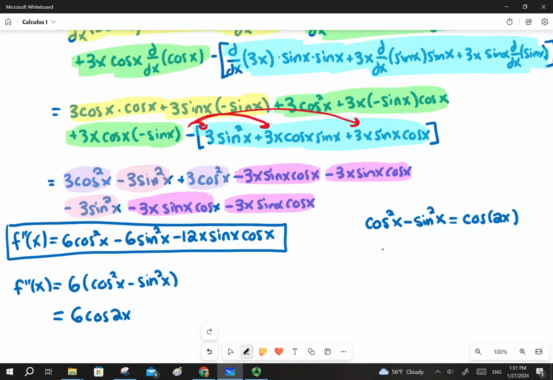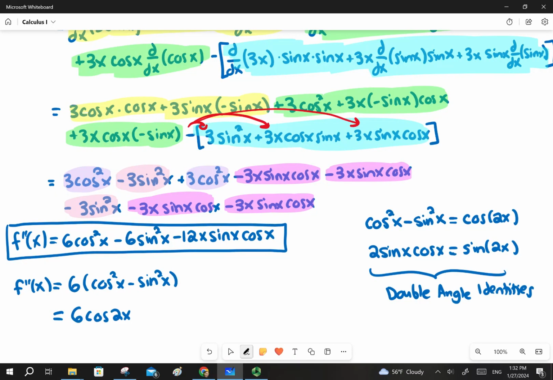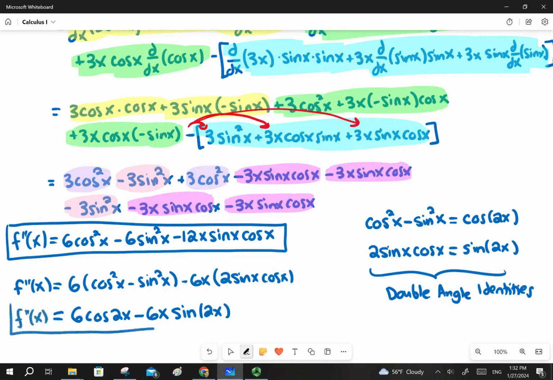And then the other trig identity that you might remember that goes with the same family of trig identities as cosine squared x minus sine squared x is that 2 times the sine of x times the cosine of x is the sine of 2x. These are called our double angle identities. And if we apply that for our third and final term, if we factor out a 6x, we're left with a 2 sine x cosine x, so we can rewrite that as 6x times the sine of 2x. So that's another way that you could write the second derivative that is a lot cleaner looking, fewer terms required.